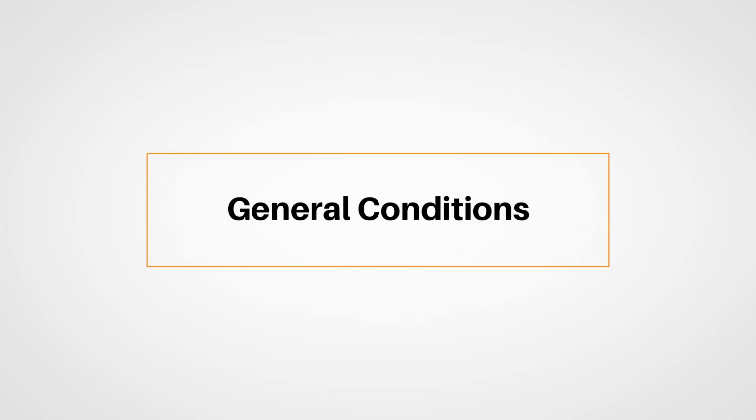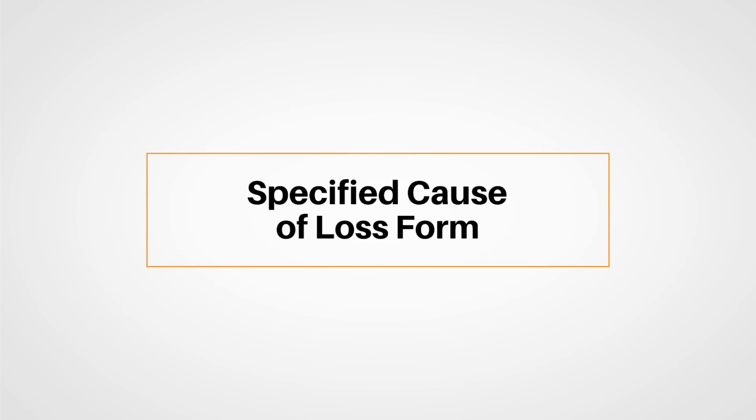Finally, we'll discuss 4 general conditions attached to business owner policies, and more definitions that will clarify some of the material. Along with that, you'll see what a specified cause of loss form is and how it alters this coverage. These forms provide a different set of coverage than the standard BOP and contain a specific set of covered perils. Let's get started.